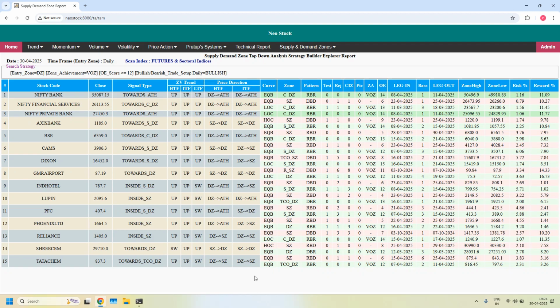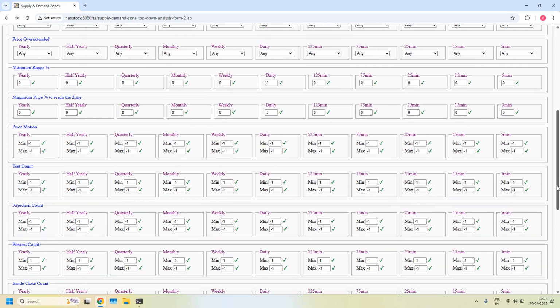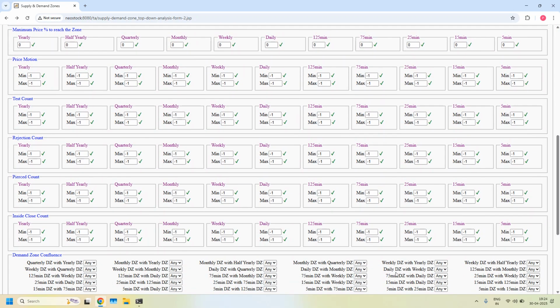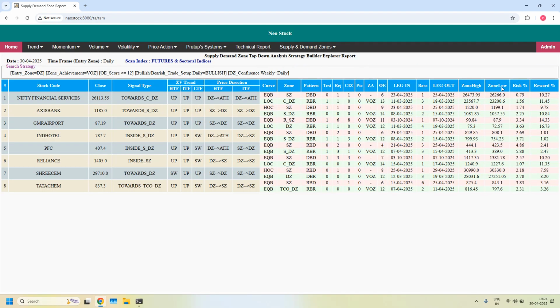So first filter is LTF and ITF demand zone confluence. LTF is daily and ITF is weekly. So daily and weekly demand zone confluence filter we should enable. So in the demand zone confluence, I am enabling the filter daily demand zone with weekly demand zone confluence. By enabling the filter, out of 15 stocks, we got 8 stocks. In these 8 stocks, these daily demand zones are overlapped with weekly demand zones. And a weekly trend, that is ITF trend, is up in all the stocks.